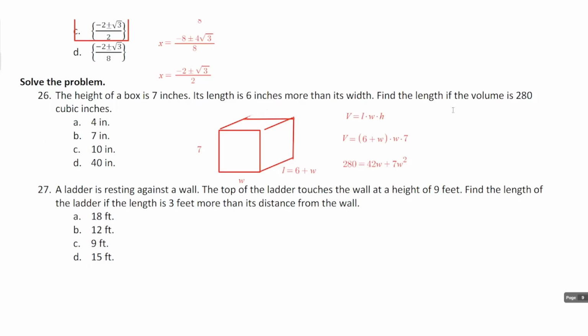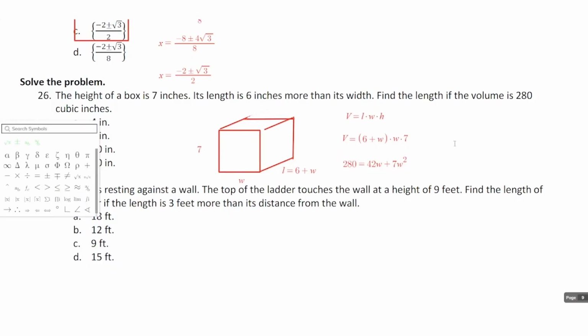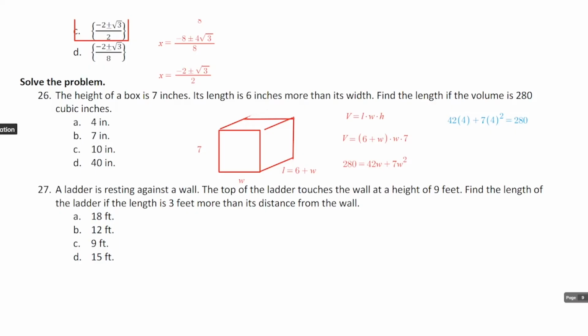But yeah, I think at this point, let's just plug some numbers in and see what works. So first we'll try 4. So I've got 280 equals 42 times 4 plus 7 times 4 squared. And the question is really, does this actually equal 280? So 42 times 4 plus 7 times 4 squared is actually, it works out, 280. Look at that. So yeah, our answer here is going to be 4 inches.